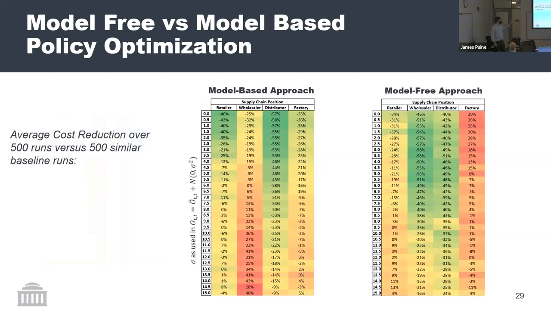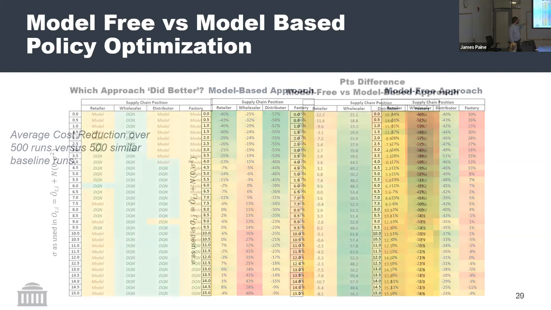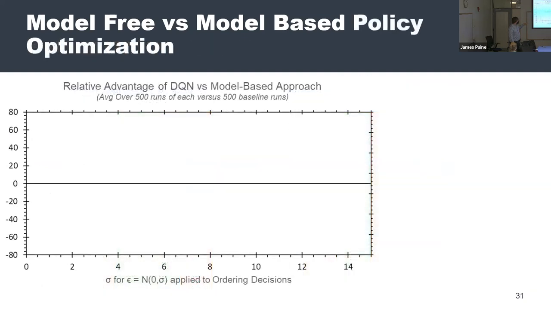So this is the numeric. I'm actually going to skip ahead a little bit, because I present this differently, a little bit later on, in a more interesting way. Specifically, this is the relative performance of the two. This is saying how much more cost-reducing the DQN was versus the model-free approach.